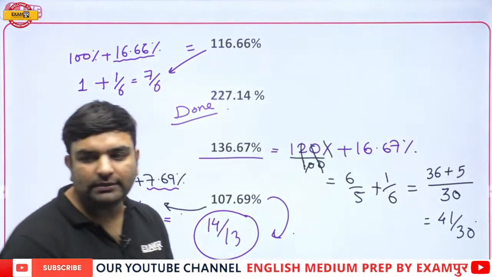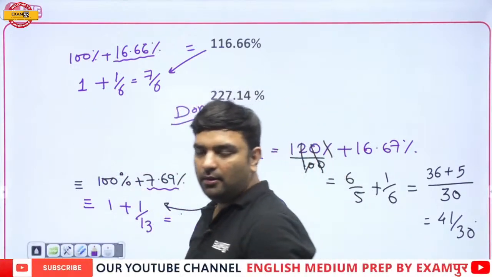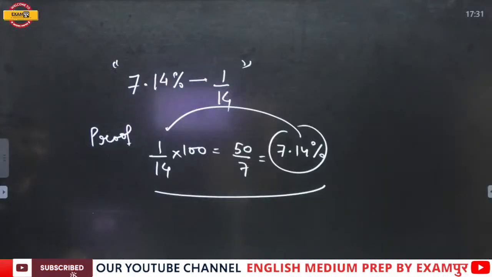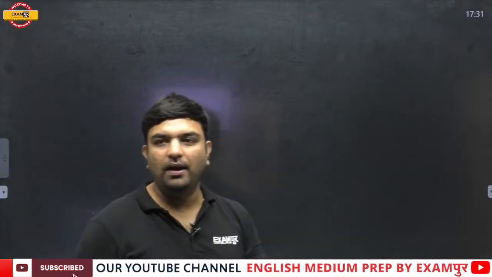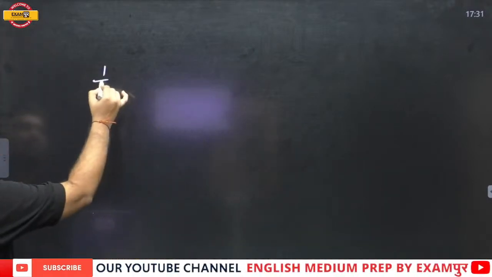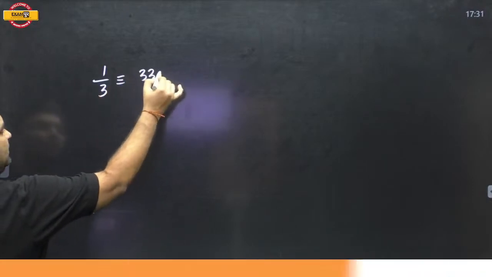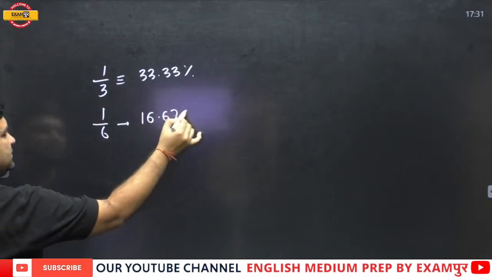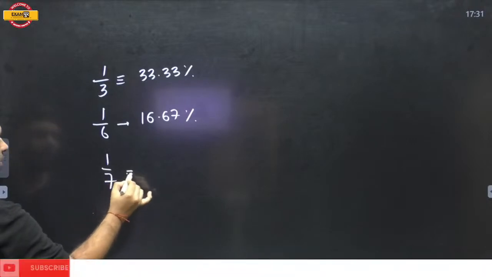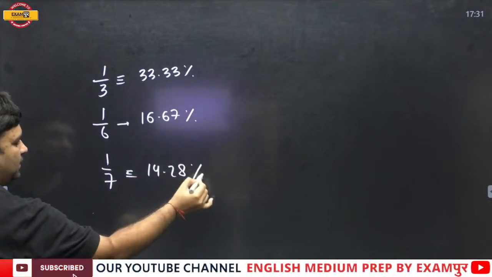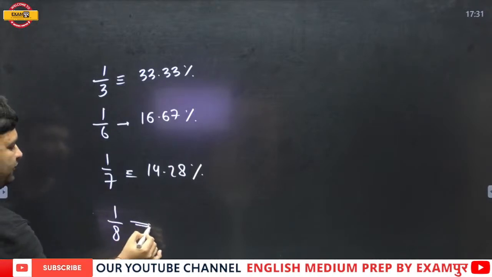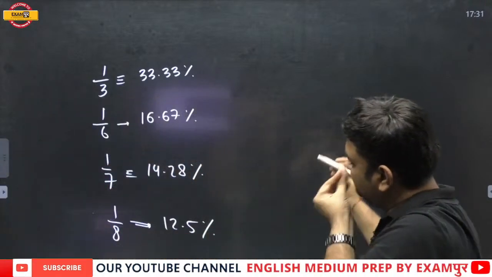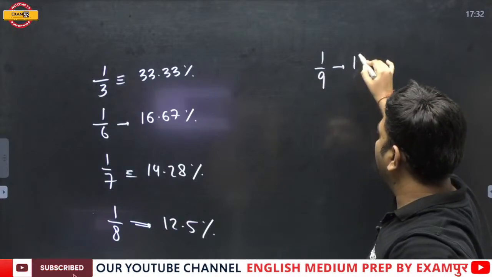So what were the only things that needed to be remembered? Just a last revision. 1/3 is 33.33%. 1/6 is 16.67%. 1/7 is 14.28%. 1/8 is 12.5%. Only a few, guys. 1/9 is 11.11%.